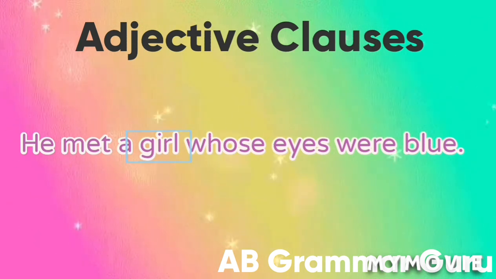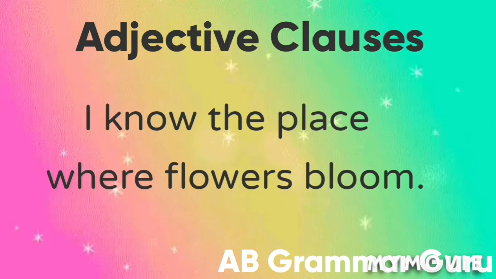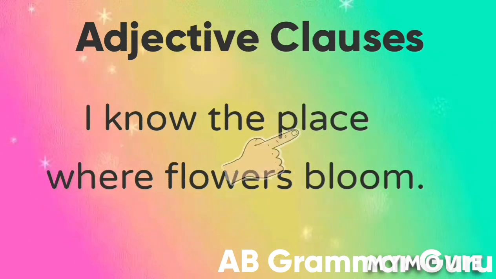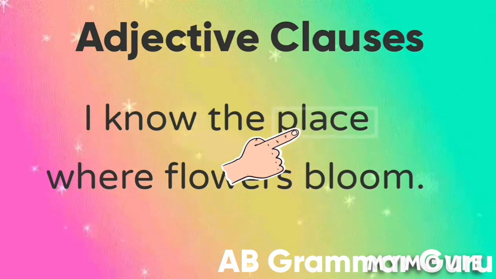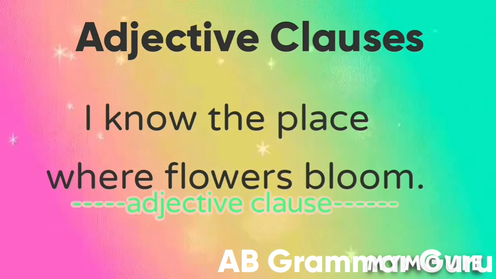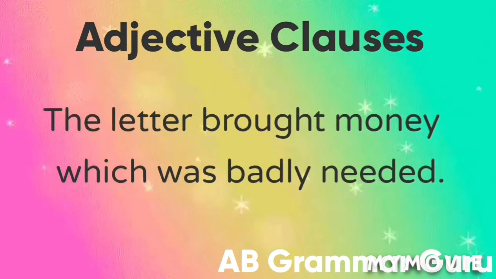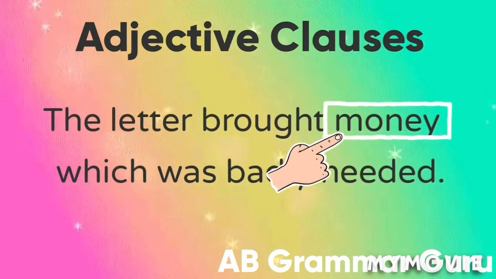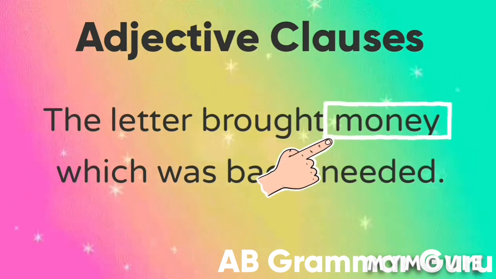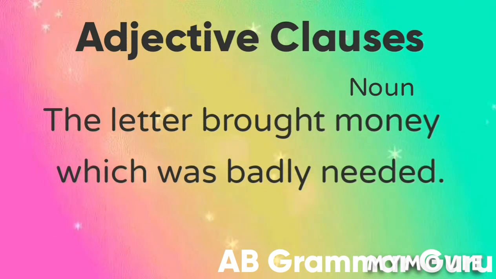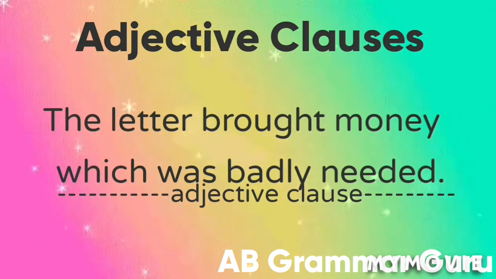Second, I know the place where flowers bloom. So where flowers bloom, this sentence is telling something about the place. So place is a noun. That is why where flowers bloom is the adjective clause. The letter brought money which was badly needed. So which was badly needed, and what was badly needed? Money. So money is the noun about which this sentence, which was badly needed, is telling us. So it is the adjective clause.